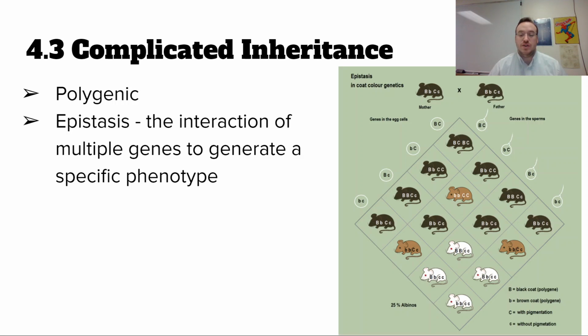The remaining 4 lack the pigmentation gene at all. So they've got the recessive C, the lowercase c, and because of that gene, no pigmentation is made. It doesn't matter what the genotype is for the B allele. It could be dominant or it could be recessive. Right? And so this gives us a 25% albino mice phenotype.